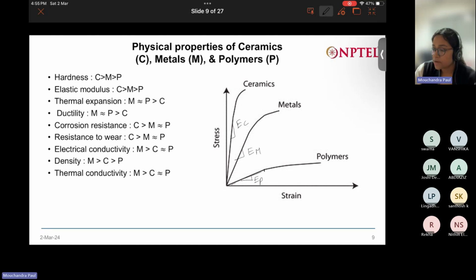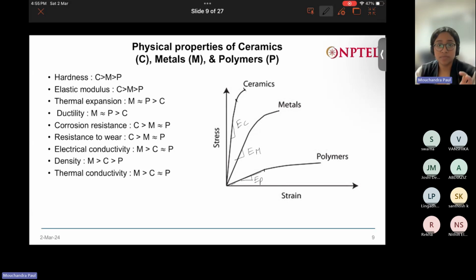Now if we compare the slopes, it is evident that ceramics have a very high elastic modulus. It is much more stiff. And when you compare the plastic regions, the region which is not linear anymore, that is your plastic region. Ceramics have a very short plastic region. They will easily fracture and break.